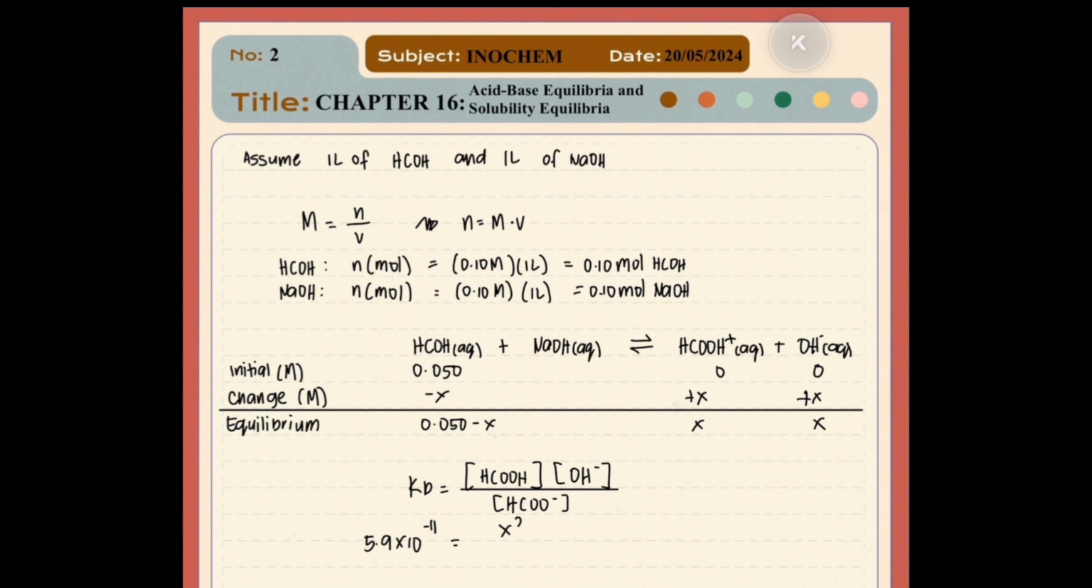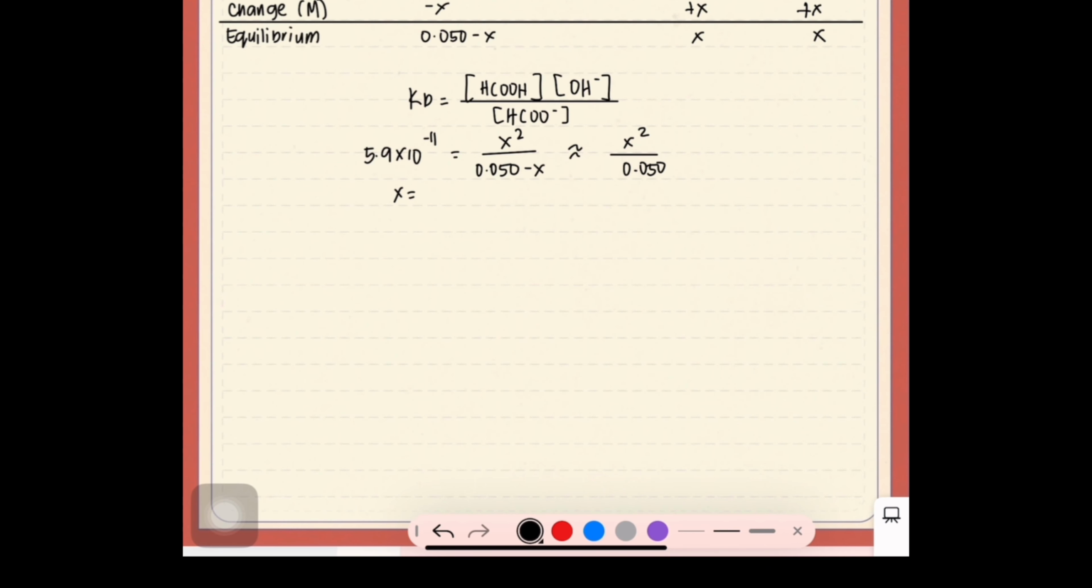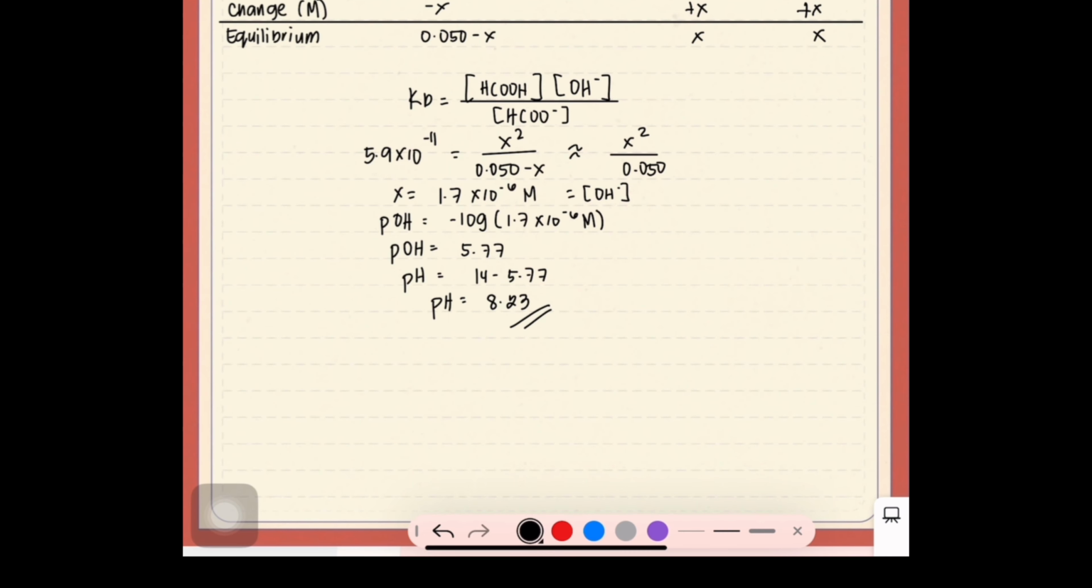Then we substitute. We assume that 0.050 minus x is approximately 0.050 since the value of x has a small value. Using our calculator, we find that the value of x is equal to 1.7 times 10 raised to negative 6 molar. So, the x here is the molarity of the hydroxide ion. Then the value of pOH will be 5.77. Then, to find the value of pH, we subtract it from 14 and we have 8.23. Therefore, the pH at equivalence point is equal to 8.23.